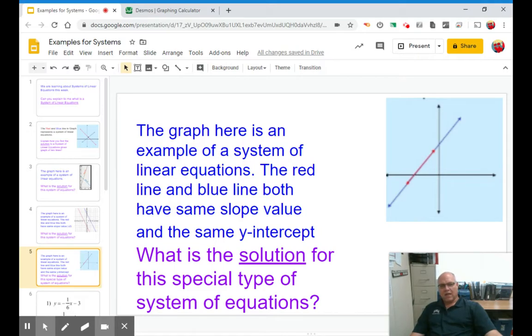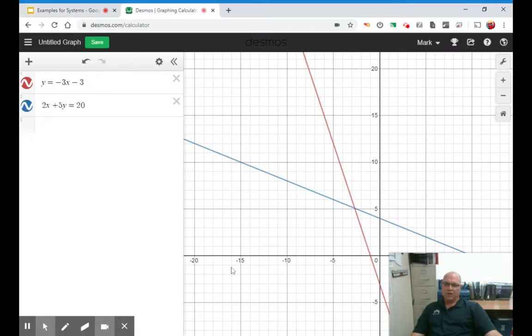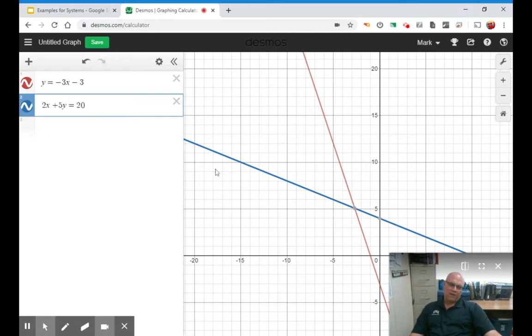All right, I'd like to check your understanding now of solving systems by actually graphing them in Desmos. So if I go in the Desmos, I want you to remember, I could type in an equation. So here I typed in y equals negative 3x minus 3. That's going to be my red line. I also typed in a line now in standard form, 2x plus 5y equals 20. So that's my blue line. So my blue line, I have it in there in standard form. My red line is in slope-intercept form.